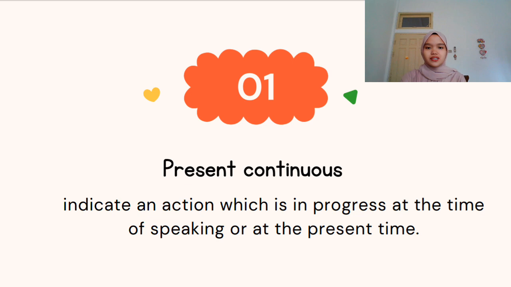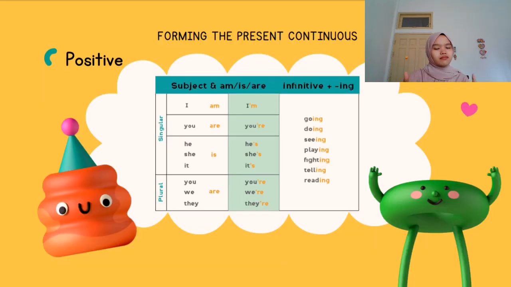Number one is present continuous. How can we form the present continuous? I have a form for positive here. For positive, we need subject plus to be plus present participle. Like the example here, I am going. So I the subject and to be am plus present participle going. I'm going or you are doing, like this.